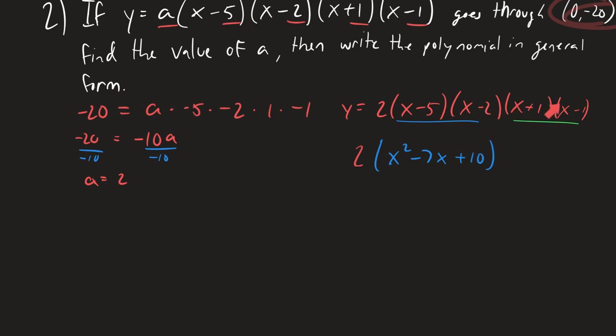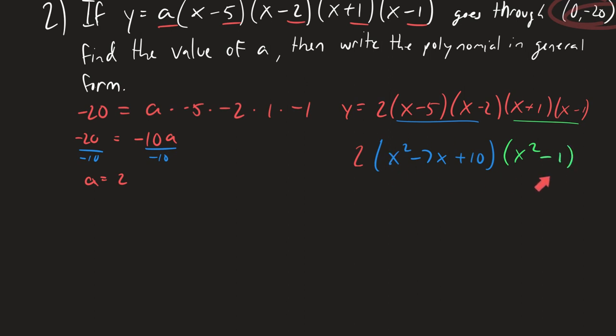And the next one, x plus 1 times x minus 1. So we get x times x, which of course is x squared. And then you get x times negative 1 and x times positive 1. So we have negative 1x and positive 1x. So those actually cancel each other out. So I don't have a middle term on this one. And then I have positive 1 times negative 1 is negative 1. So I get x squared minus 1.